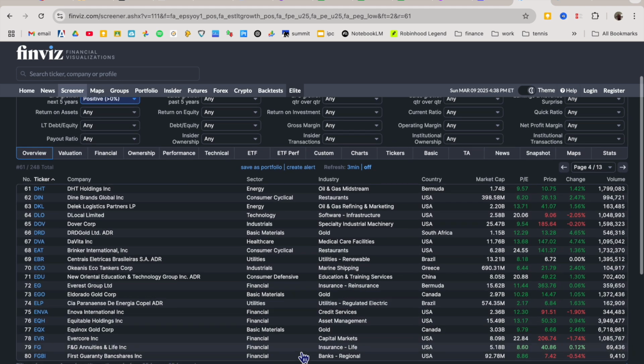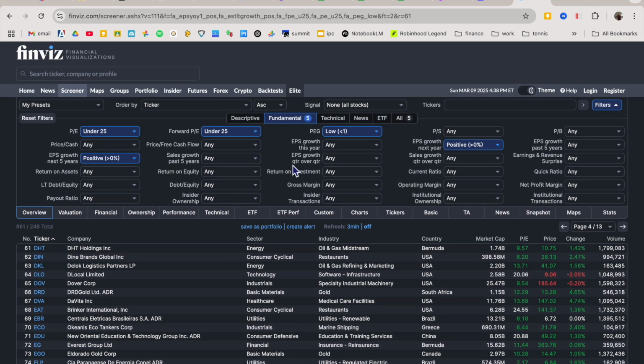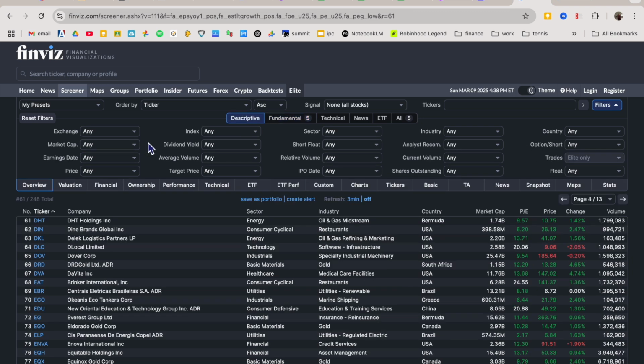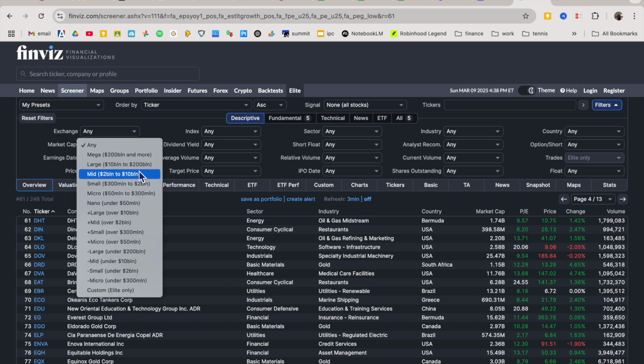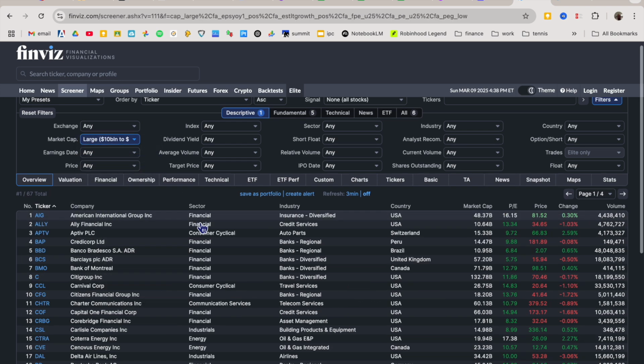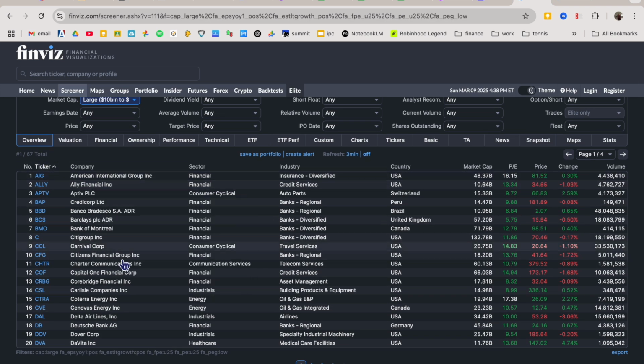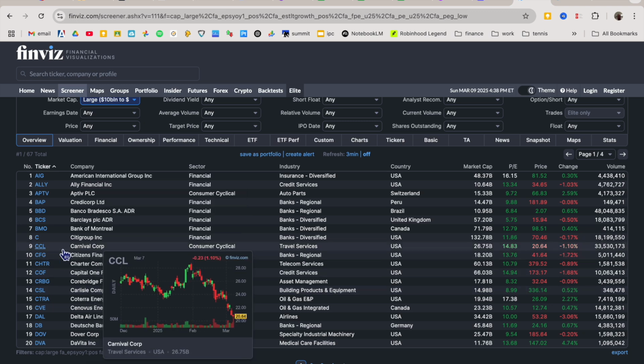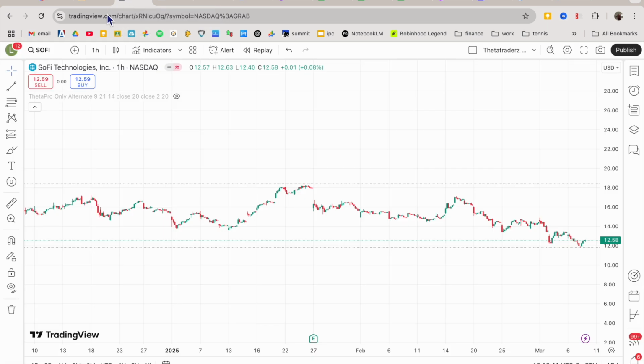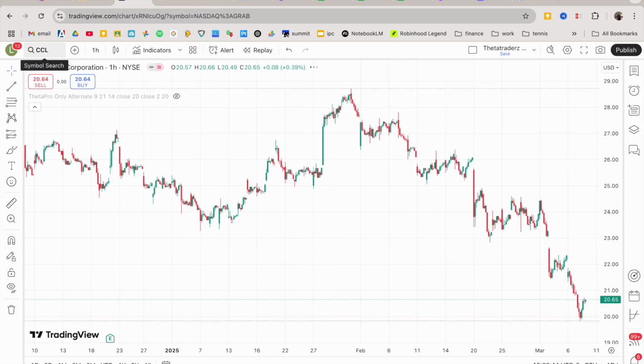Just looking at some random ones, you could do other descriptive stuff here. So you probably want to have relatively high volume, relatively high market cap. I would probably go at least mid, possibly large. And you could try to narrow it down a little bit. 67 positions sounds pretty good. Let's just look at CCL because I currently have a position there where I'm doing a covered strangle on it. So right now, Carnival Cruise in the last few months or so has gone from 28 all the way down to 20. So it's at a pretty low value right now.